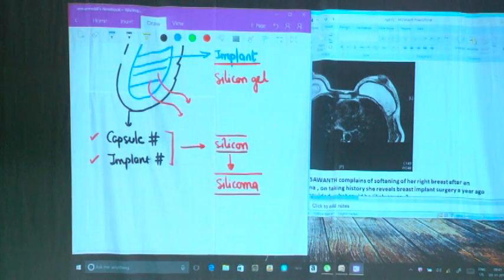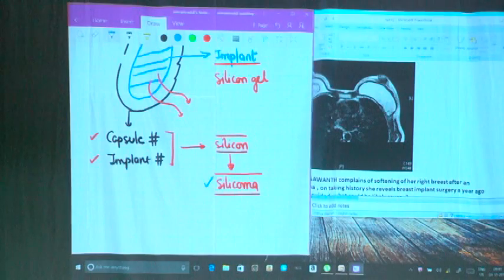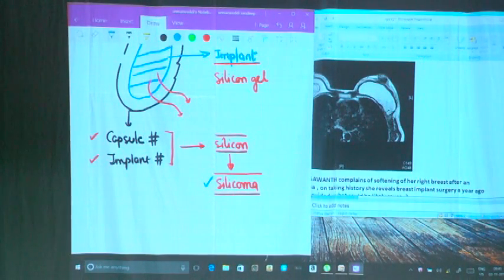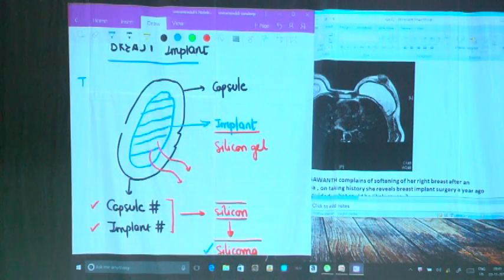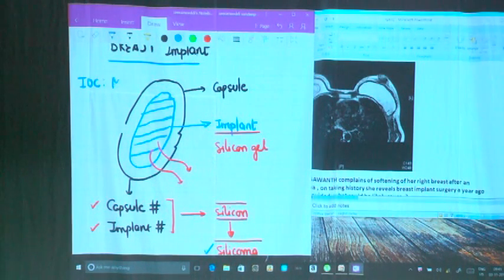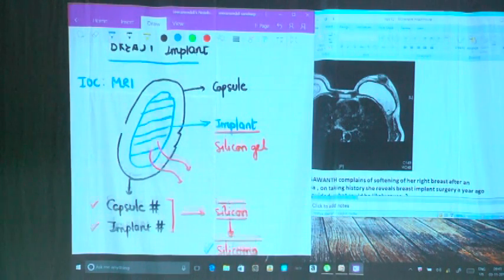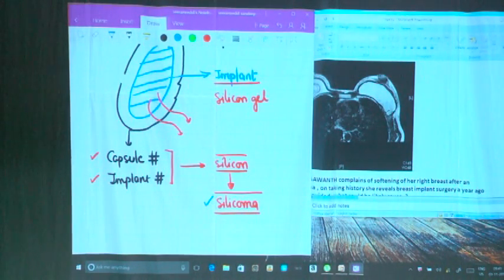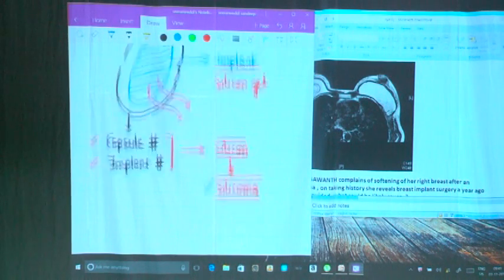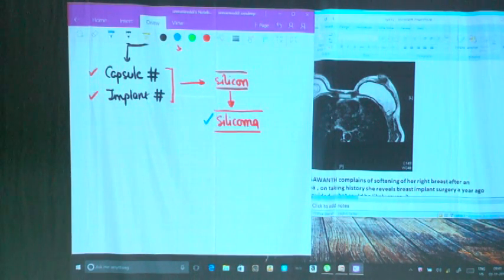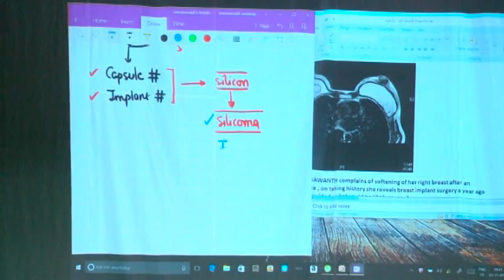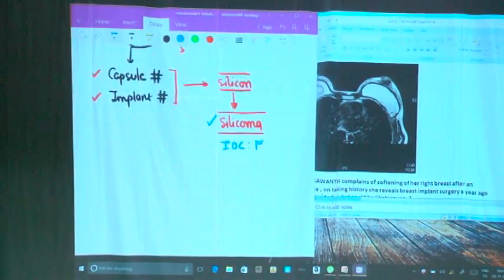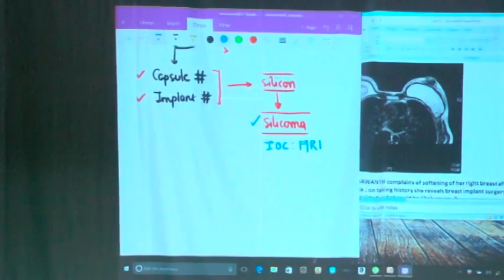You have to just understand that if silicon is involved, that means breast implant is involved, in any tissue or any condition where you have breast implant evaluation. Remember, the investigational choice would be MRI. Any implant related complication, the investigational choice would be MRI. For that simple fact, what is the investigational choice for silicoma? आपने answer करना है MRI. Investigational choice for silicoma also stands as MRI.